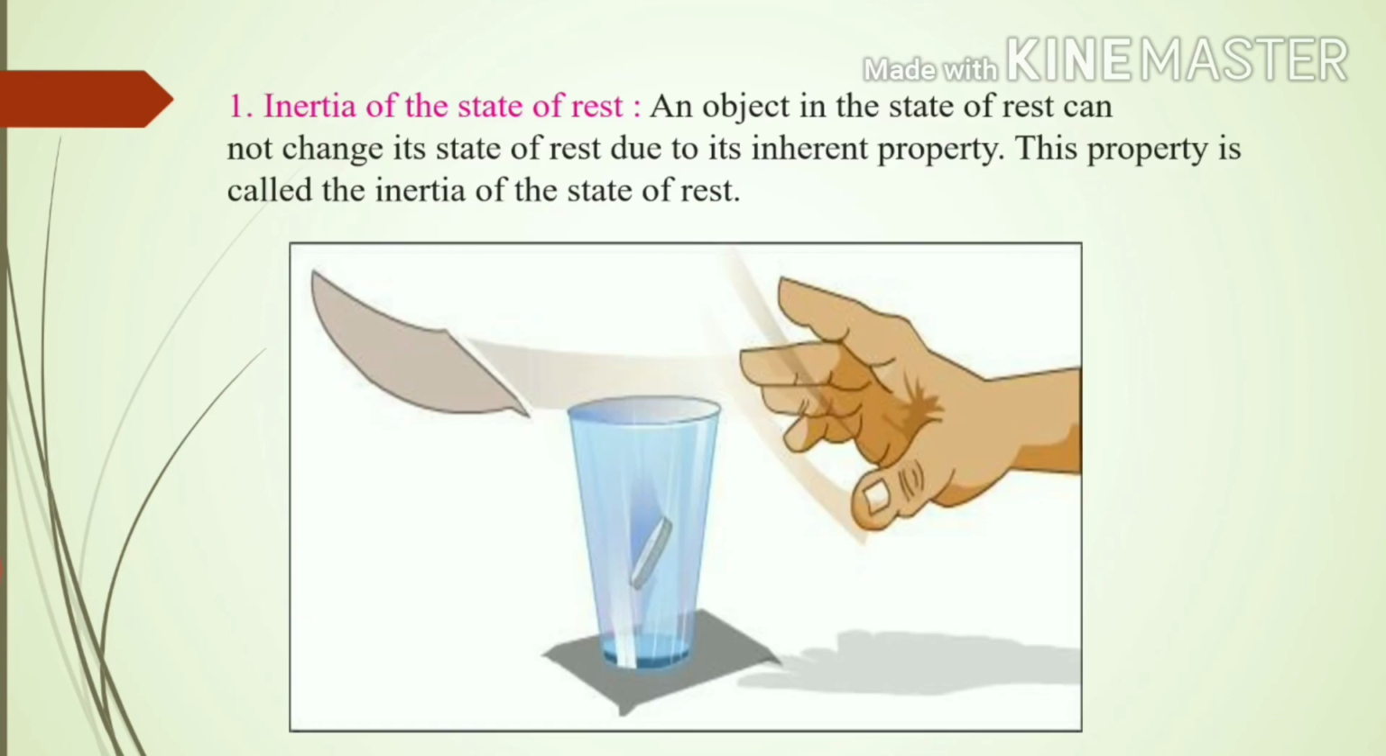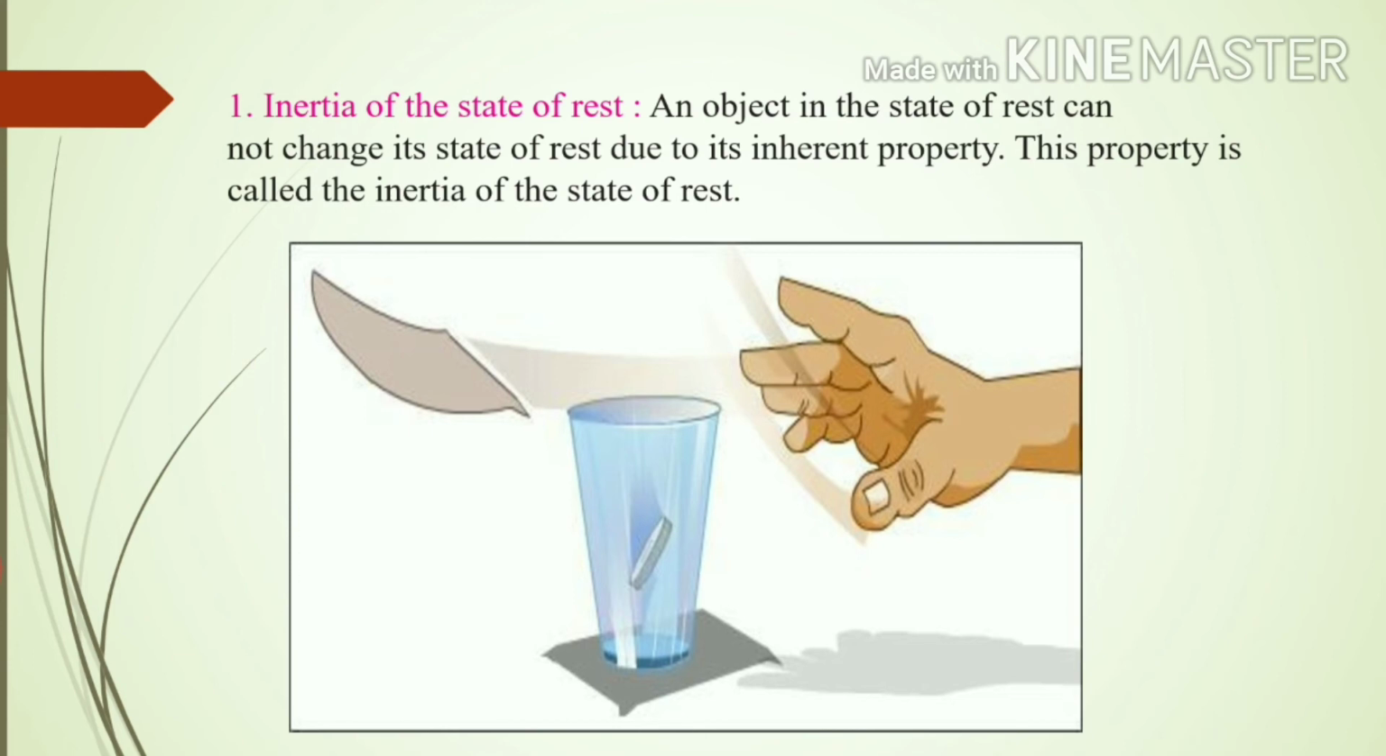Inertia of state of rest. An object in the state of rest cannot change its state of rest due to its inherent property. This property is called the inertia of the state of rest. Example, fall of the coin in the glass.